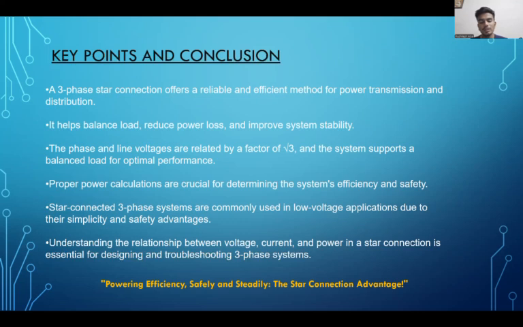So, ending the presentation with a powerful quote about star connections: Powering efficiency safely and steadily, the star connection advantage.